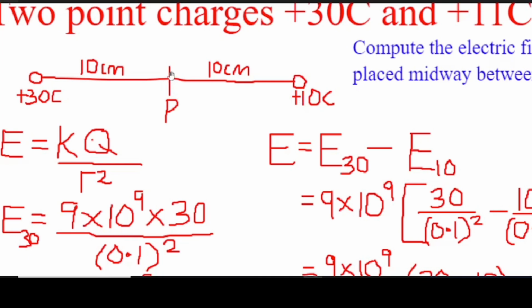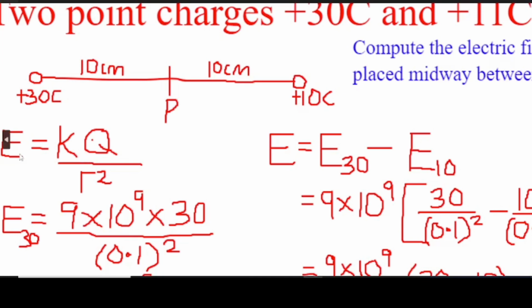If we want to get the resultant electric field at point P, what we'll do is subtract the electric field at point P as a result of the plus 10 coulomb charge from the electric field at point P as a result of the plus 30 coulomb charge. Okay, so we will subtract normally, and that is what we have done in this place. Okay, so let's go over them one after the other.